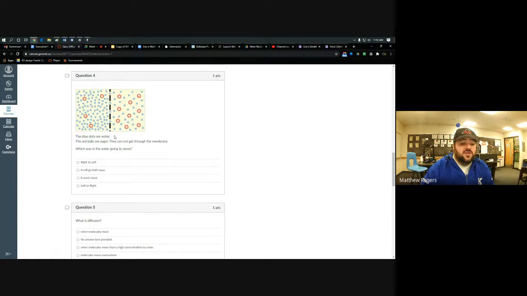Looking at this picture here, the blue dots are water. The red balls are sugar. They cannot go through the membrane. So as you can see, these guys can't fit through the selectively permeable membrane. Only the water can get in and out.